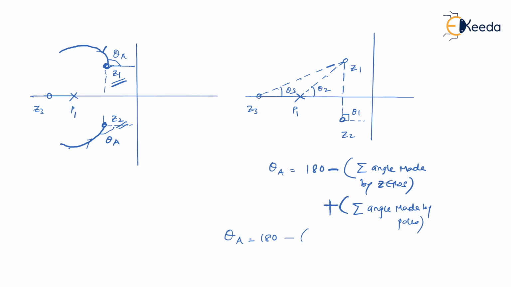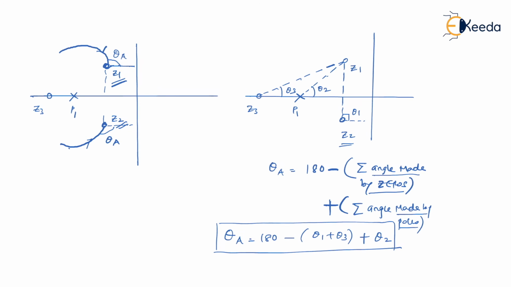In the first bracket, you have to mention the summation of all angles made by zeros. Since other than Z1 we have Z2 and Z3, I'm going to add theta 1 with theta 3. And then I'm going to add the angle which is made by poles. We have only one pole here, so let me write only plus theta 2. This is the way we calculate the angle of arrival. I hope you understood. This is also called the angle of arrival or angle of approach.